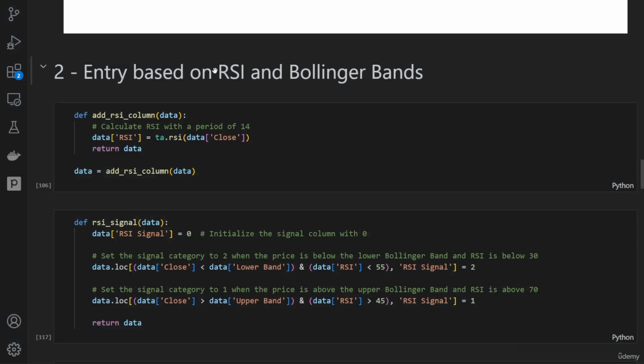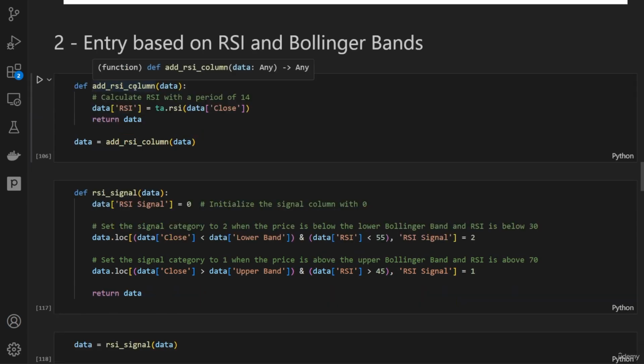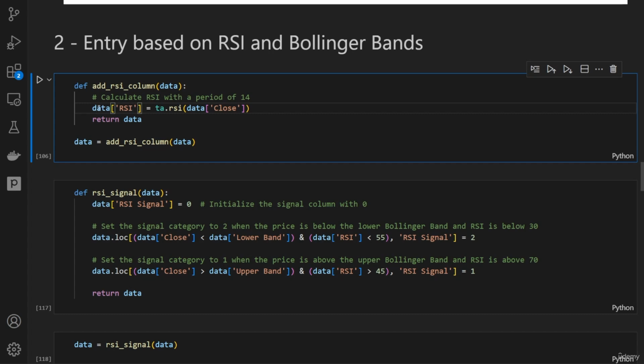The second example is combining the RSI values and the Bollinger Bands as well. So for using the RSI, we need to compute the RSI. So I'm defining a new function called add RSI column to the data frame data. What it does, it's going to compute the RSI using the closing prices in the close column. It's going to create a new column in the data frame called RSI, and return the whole data frame. So in this case, I'm putting data equal to add RSI column, and the input parameter is data itself. So now we have the RSI.